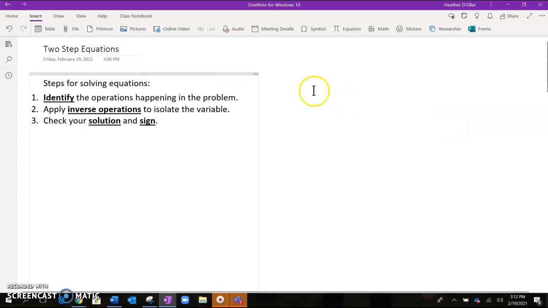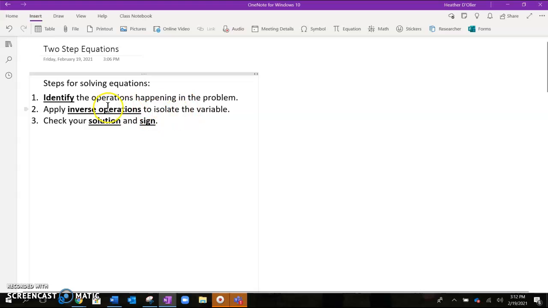Hi friends, right now I'm going to go over with you how to solve two-step equations. We practiced this a little bit, mainly with word problems, so we're going to really get into the procedure. We just have three simple steps here: identify the operations happening in the problem, apply the inverse operations to isolate the variable, check your solution and sign.